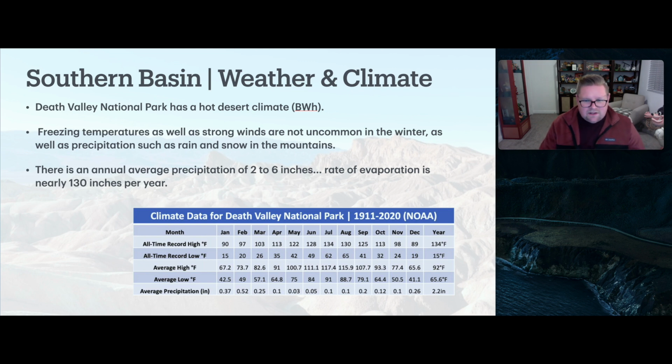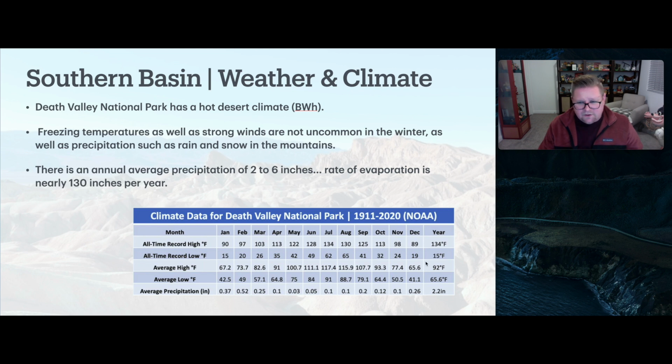Down below I've got some information from Death Valley National Park from 1911 to 2020. All-time high, 134 degrees. Otherwise, the average temperature in Death Valley throughout the course of the year, during summer, May to September, you're all triple digits, but during the winters you're down into the 60s. It's not even uncommon to be even colder.